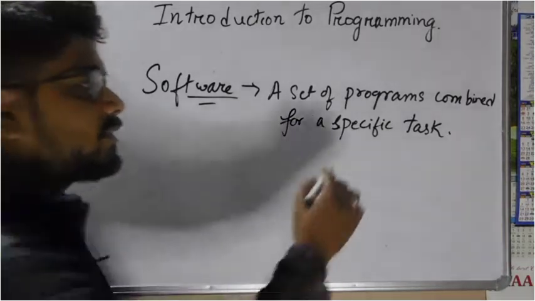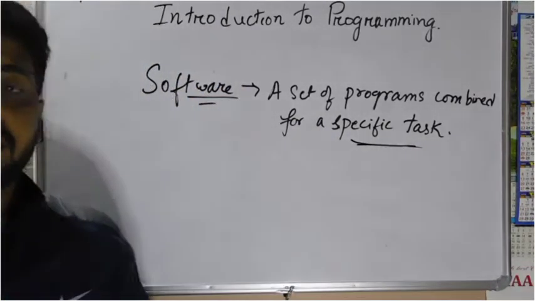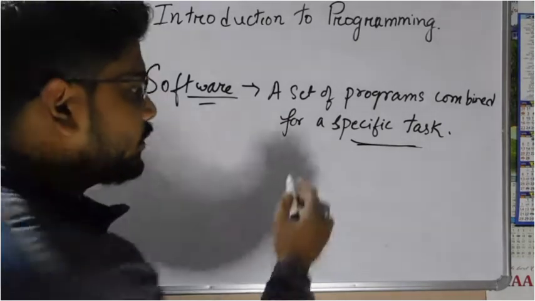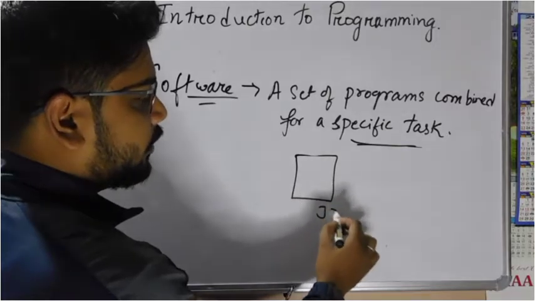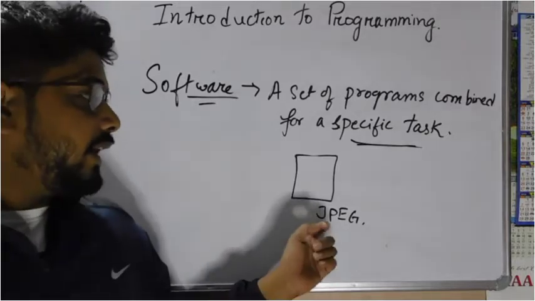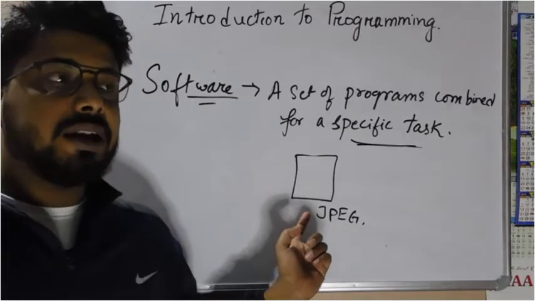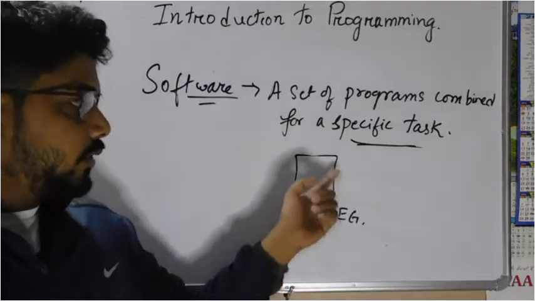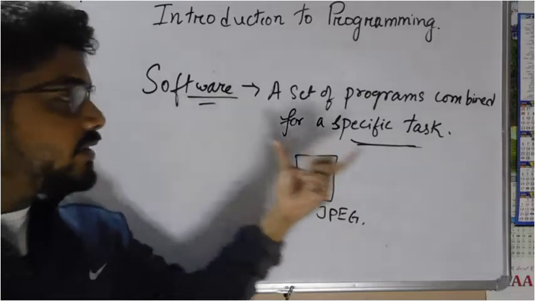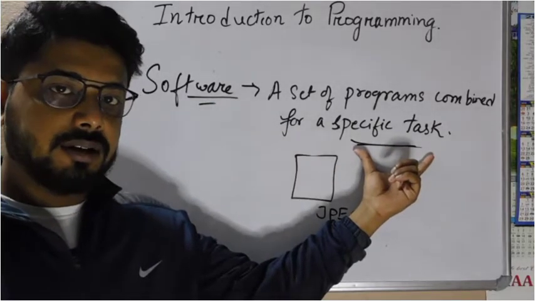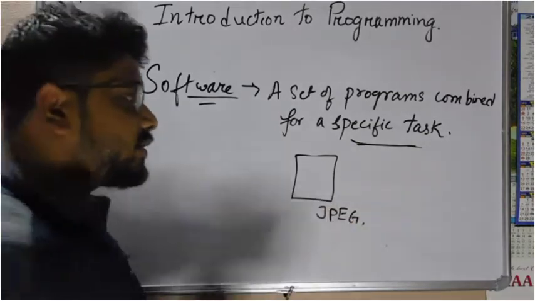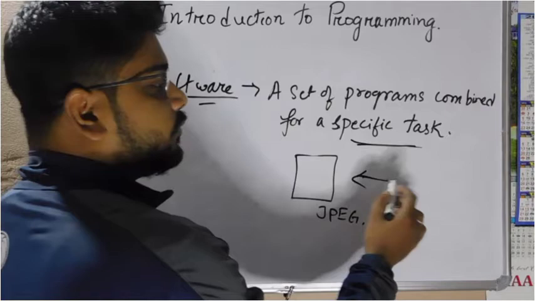By the word specific task, what do you mean? Suppose I want to edit a picture, and the picture is of the format JPG. For making any changes in this JPG picture or photo, what do we need? We need a certain kind of software which is designed only for a specific task. So what is the specific task? To edit this picture. What do we need? Which software will you use?